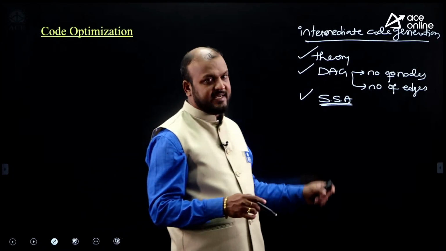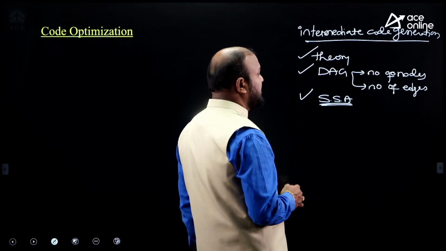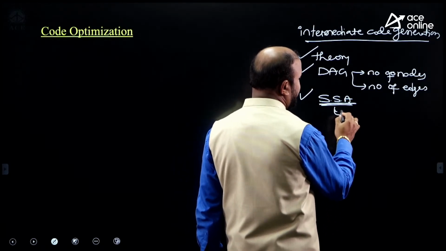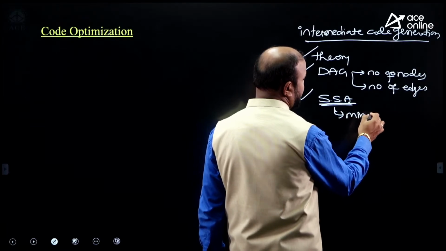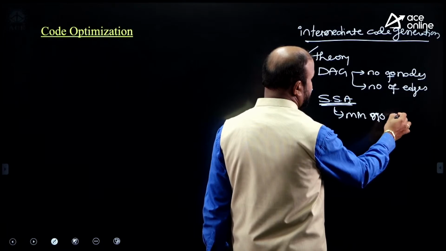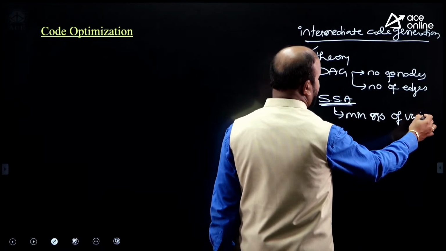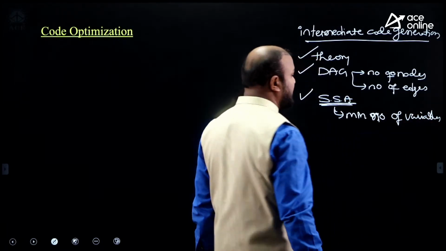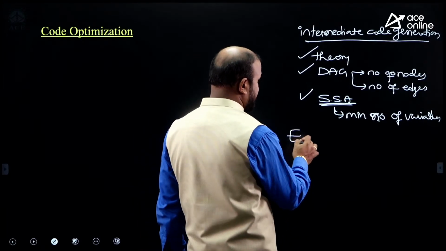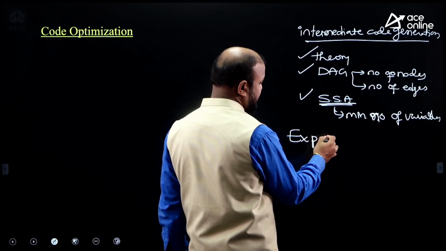Then we can call it the static single assignment form. The question asked is: find the minimum number of variables required to convert the 3-address code into SSA code. But what is the expected type of questions? Those are the types of questions asked in the previous GATE.